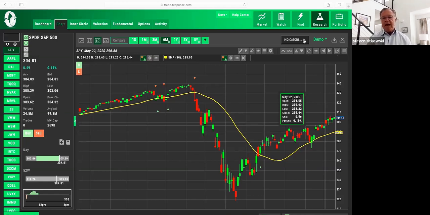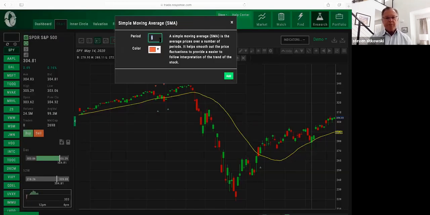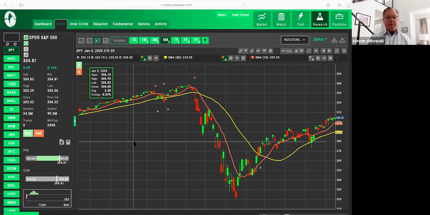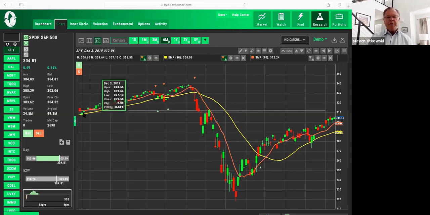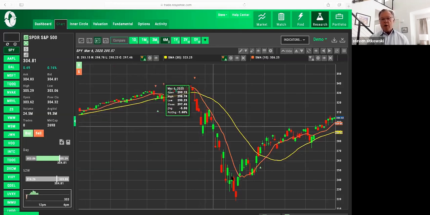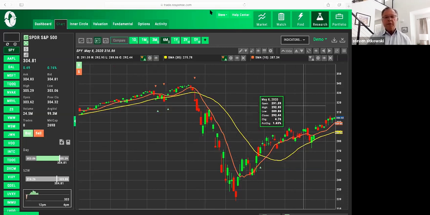And let me add one other moving average to this. I'm going to use the 10-day. So again, generally speaking, I will have the 10-day and the 30-day up. When the 10-day is above the 30, we are bullish. When it crosses below, we are bearish. And look at how well that worked. So just a little bit right there on moving averages.